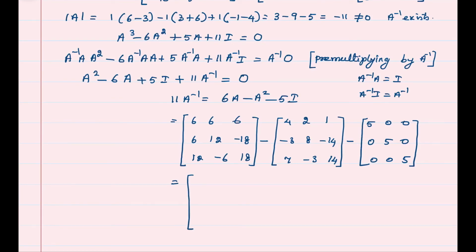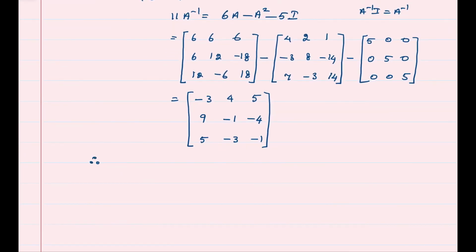which is equal to minus 3, 4, 5, 9, minus 1, minus 4, 5, minus 3, minus 1. Therefore, A inverse is 1 by 11 times this matrix.